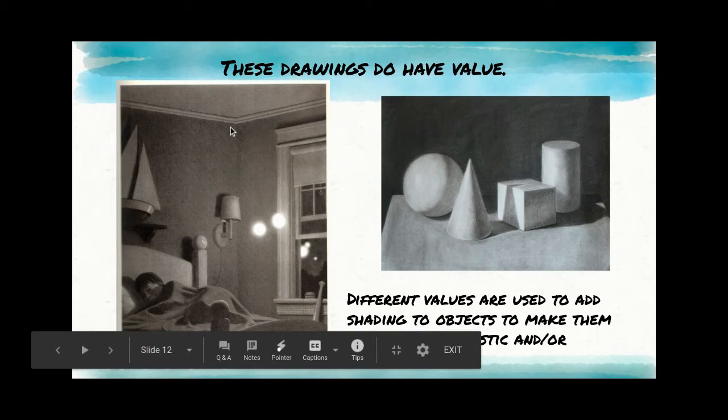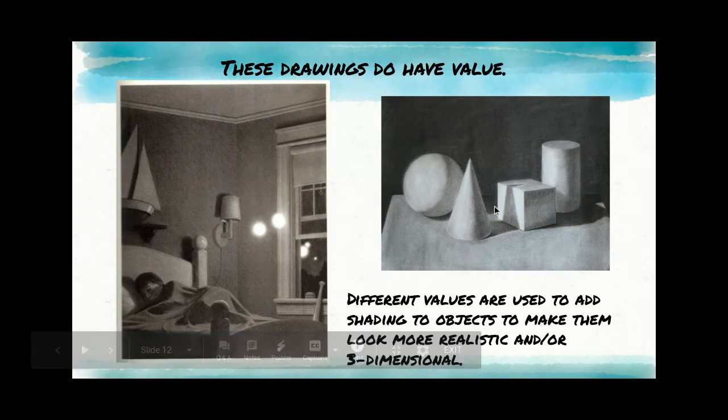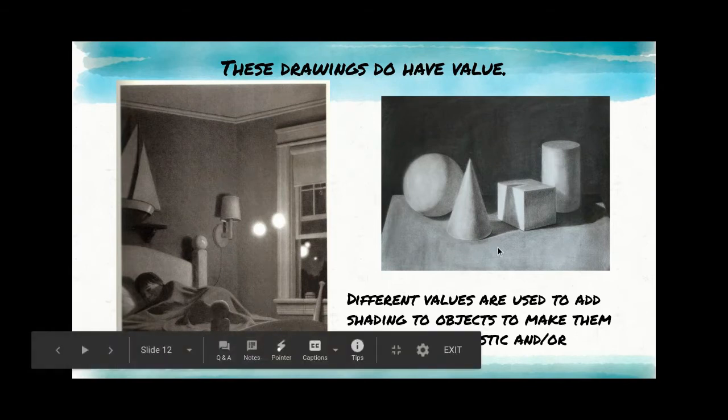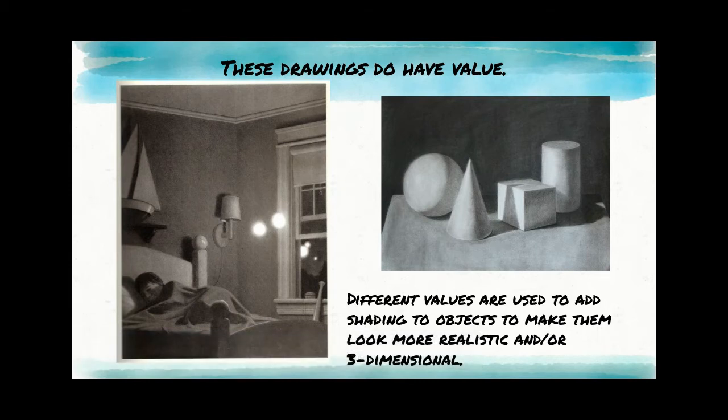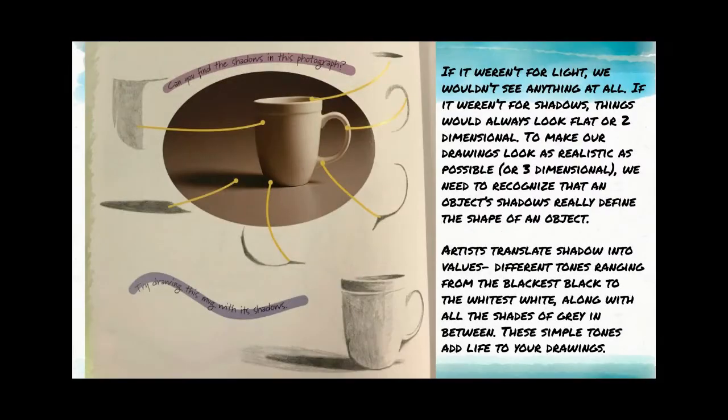It looks like this is a corner of a room and there's a bed here. Okay, there's a blanket, it's got wrinkles. So the artist shaded in all these different values to make it look realistic. So, same with this one to the right. Because of the shadows, because the artist drew the shadows, the picture becomes more realistic.